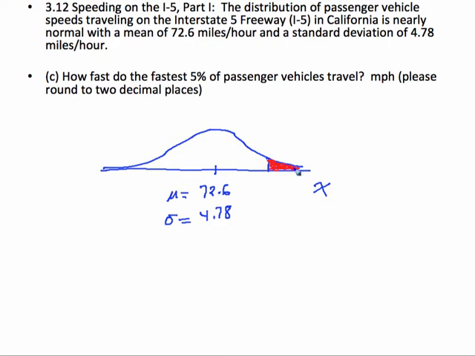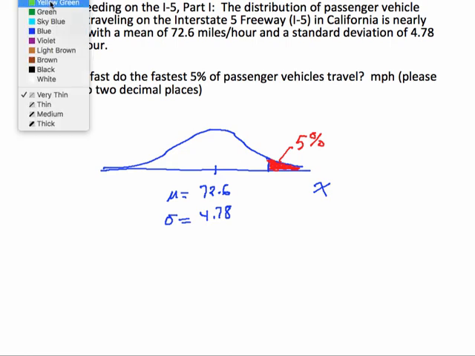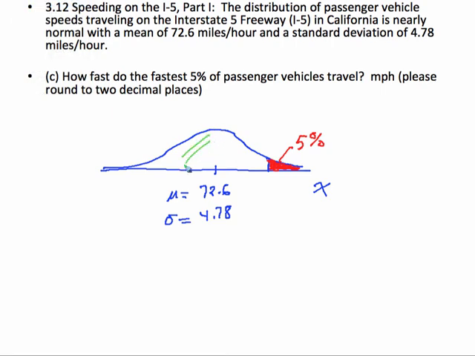In other words, they want the top 5%. So that red shaded region right there is 5%. Well, now notice, because of the way our calculators calculate this, we're going to have to give the calculator the complement of that, or the 95%. Because remember that the calculator sums it from the left-hand side. In other words, it needs its area from the left-hand side.